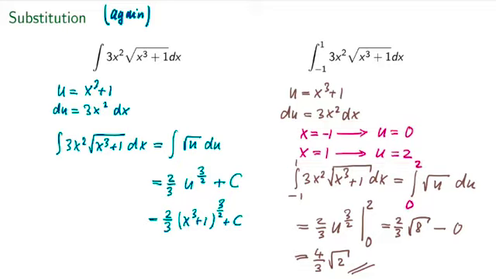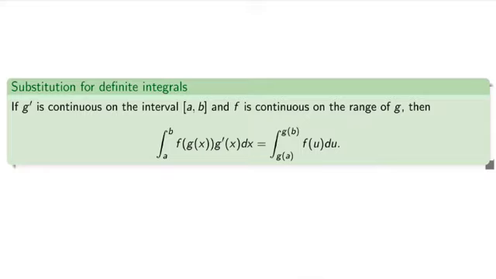So let's look how this looks formally. Here it is written formally, so we need to assume g prime is continuous on an interval [a,b], and f is continuous on the range of g, and then we can write the integral from a to b of f of g of x times g prime of x dx equals the integral from g of a to g of b of f of u du. Again, we transformed the integral boundaries as well.